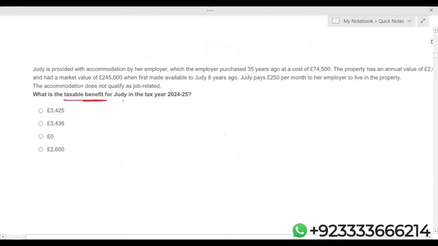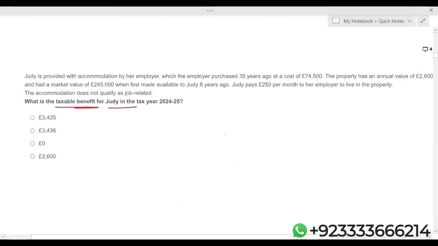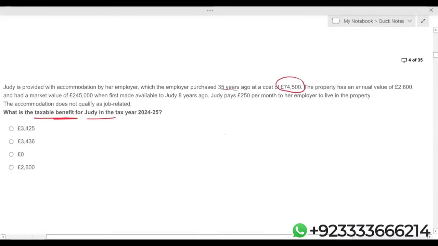What is the taxable benefit for Jody in the tax year 24-25? Jody is provided with accommodation by her employer, which the employer purchased 35 years ago at a cost of 74,500. The property has an annual value of 2,600, and market value is this when first made available to Jody 8 years ago. Jody pays 250 per month to her employer to live in the property. The accommodation does not qualify as job-related accommodation.